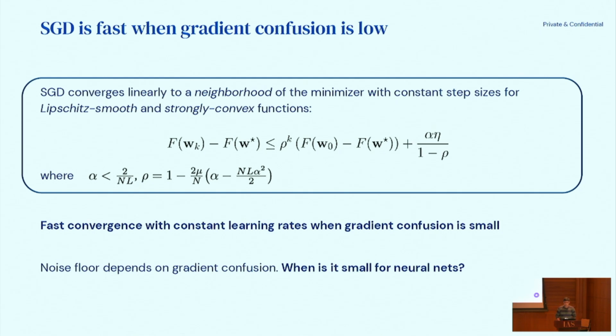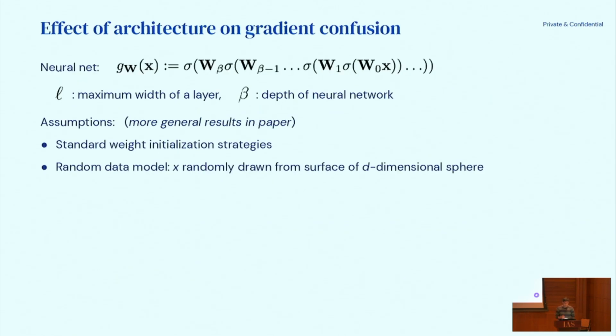Now, of course, the natural question is, when is the gradient confusion small? It's very easy to prove that for overparameterized linear models, random linear models, the gradient confusion will be small. But what about neural nets? So in this talk, I'm just going to give one result that we have in the paper. This is analyzing the effect of the neural net architecture at initialization.